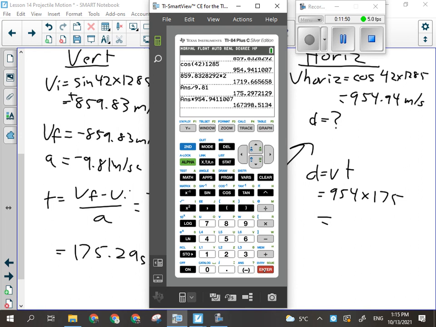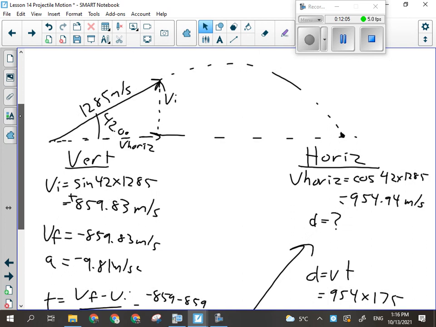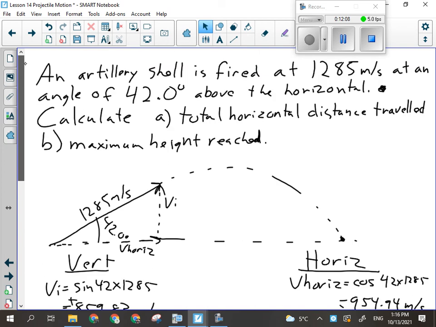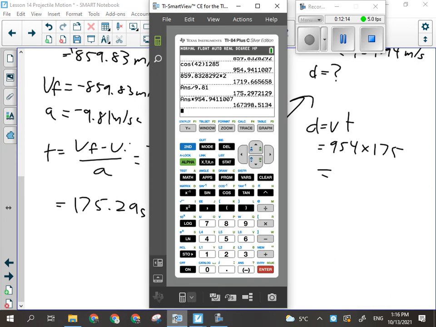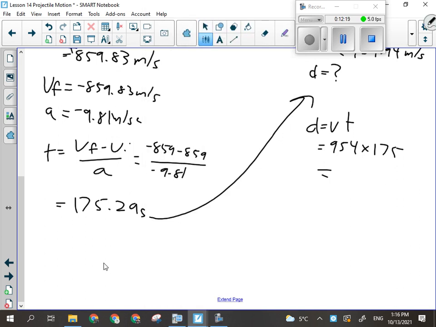All right, so this thing is going to travel very far. Don't write that as an answer tomorrow. Very far will not be accepted. Okay, but it will travel 1 point, and we have 3 significant digits here, right? We do. 1285 has 4, but 42.0 only has 3. So we are looking at 1.67 times 10 to the 5 meters. Okay? In other words, 167 kilometers is how far this shell will travel.